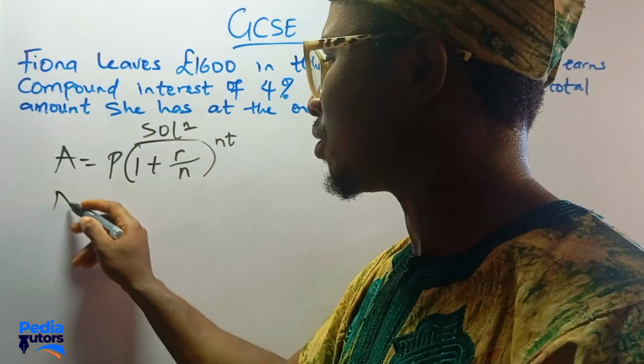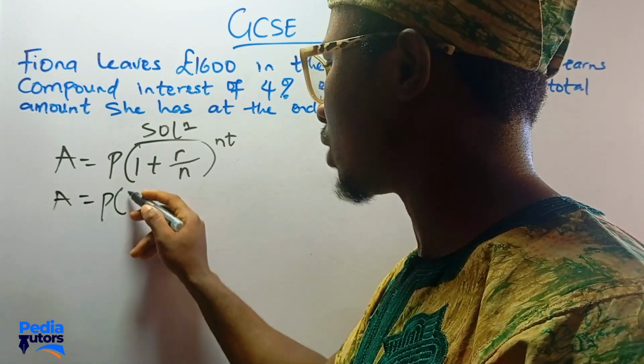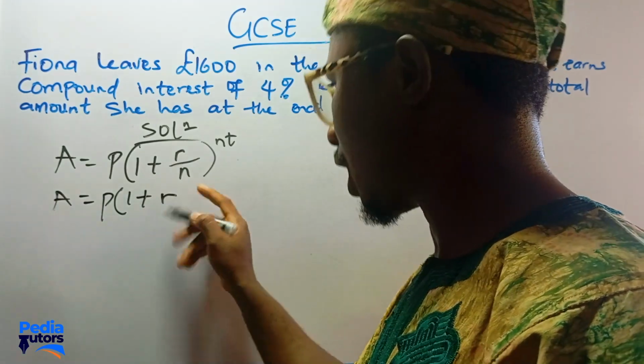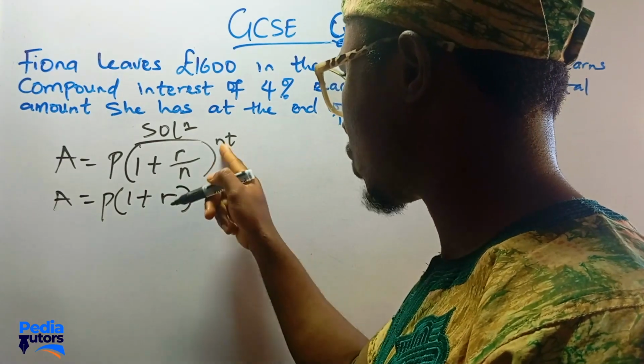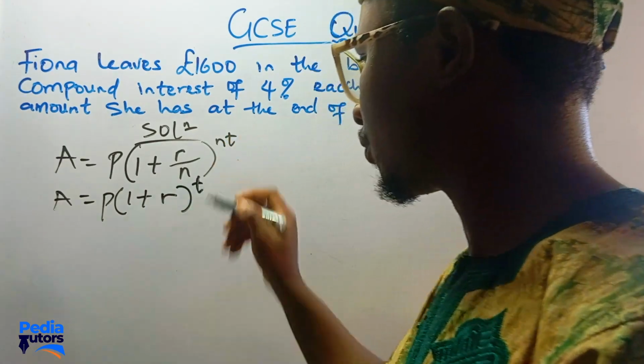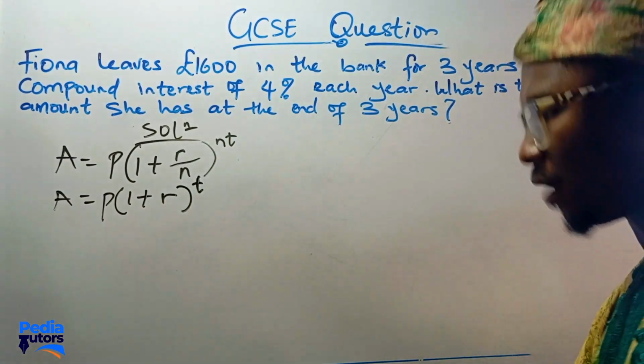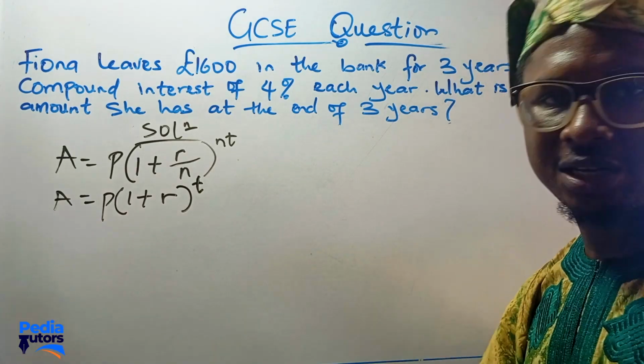So we can rewrite this formula as P into brackets 1 plus r, because r over 1 is just going to be r. Close your bracket. n is 1 times t, that is t. Having said that, now we can have these parameters written out.